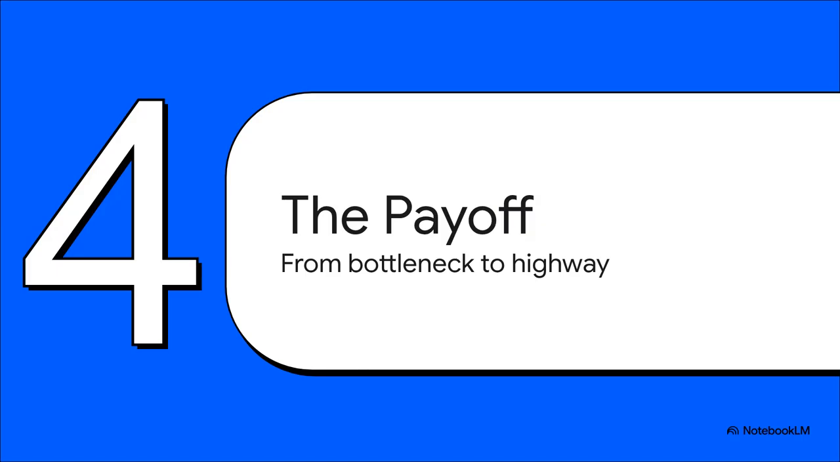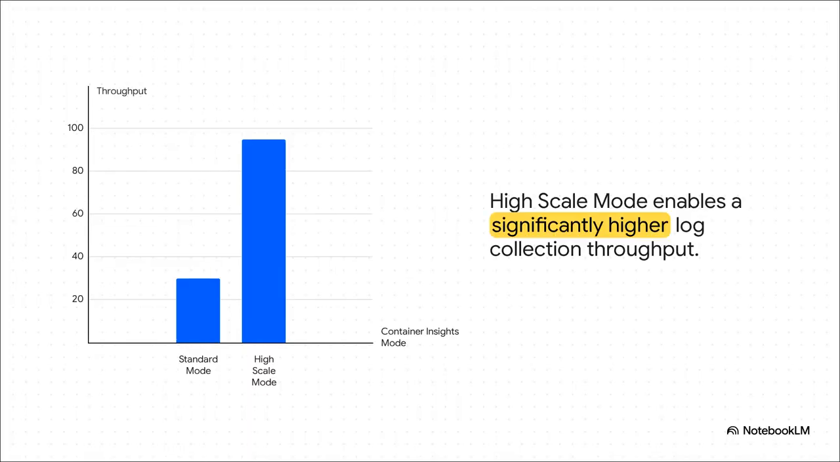So, let's talk about the payoff. What do you get for flipping that one switch? Well, you're turning that data bottleneck into a data superhighway. And this right here is the after picture. With standard mode, you've got a ceiling on your throughput. But with high scale mode enabled, boom, the capacity is just so much higher. The difference is night and day, and it means you can finally trust that your logs will be there when you need them, no matter how fast your cluster decides to grow.